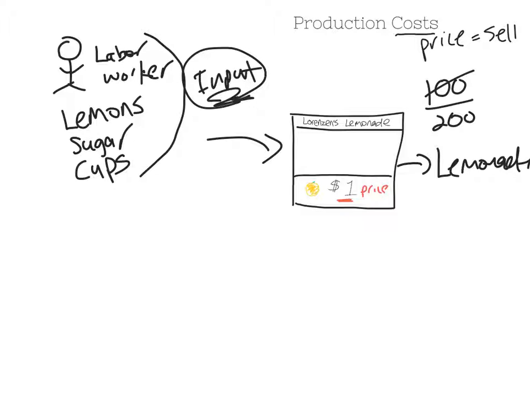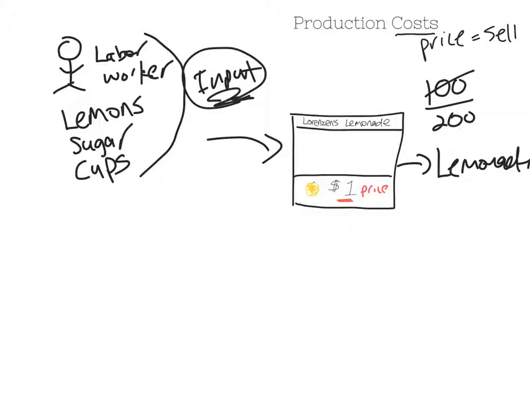If I want to produce 2,000 cups, do you think one worker is going to be able to do that? Or 4,000 cups, is it going to be one worker? I'm probably going to have to increase my number of workers. What about the number of lemons? Well, I can't just use the same amount of lemons to produce 100 cups as 200 cups, or 1,000 cups. I'm going to need to increase my lemons. Same with sugar, same with cups, things like that.